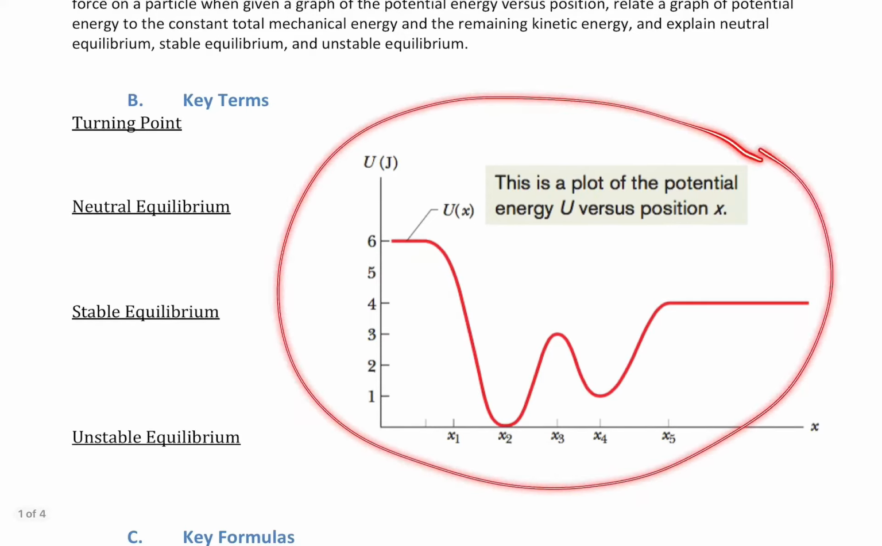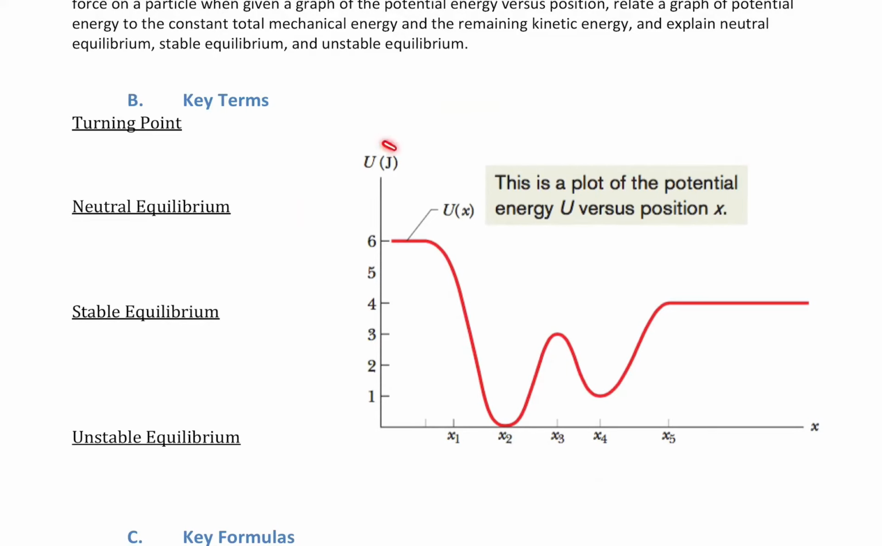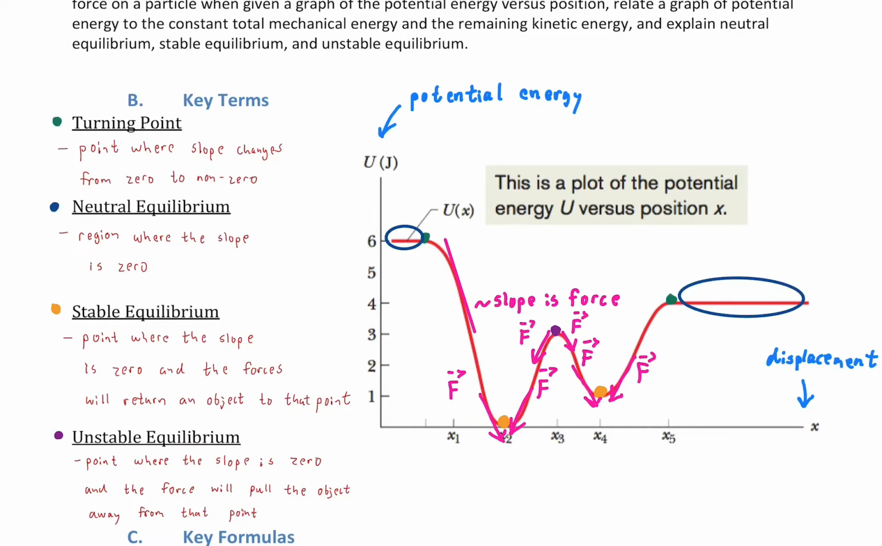Here is the curve in question. The idea is that the vertical axis is potential energy measured in joules, and the horizontal axis is displacement. Okay, let me add some labels to this. So all we're looking at here, as I said, is potential energy and displacement. This is an example of a potential energy as a function of displacement.